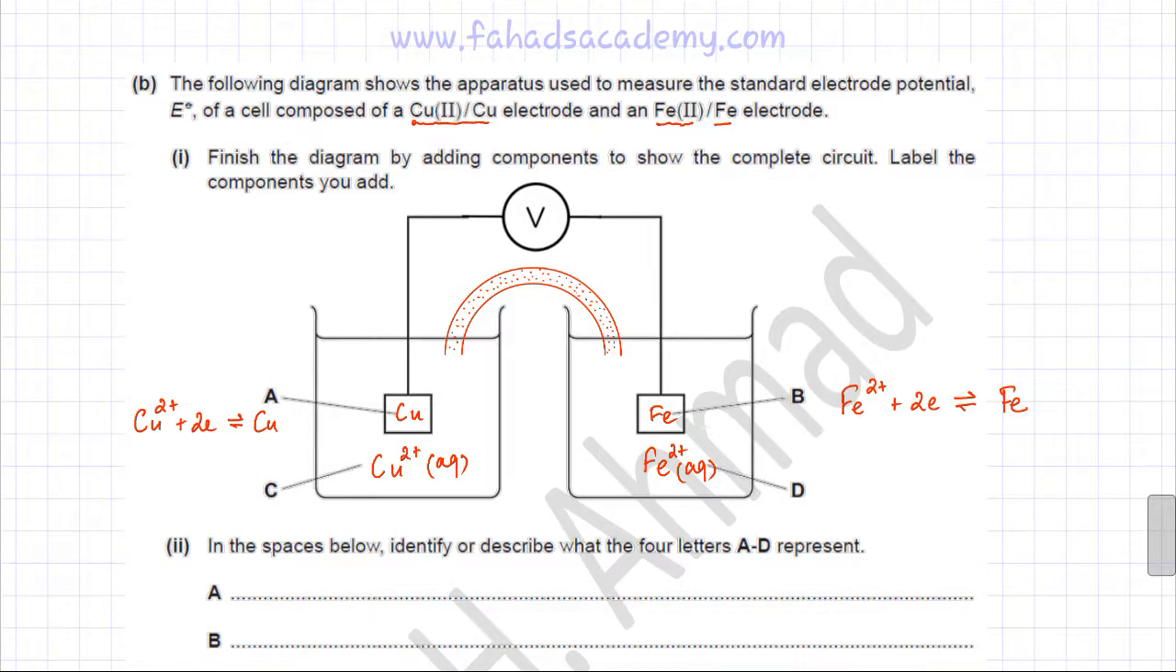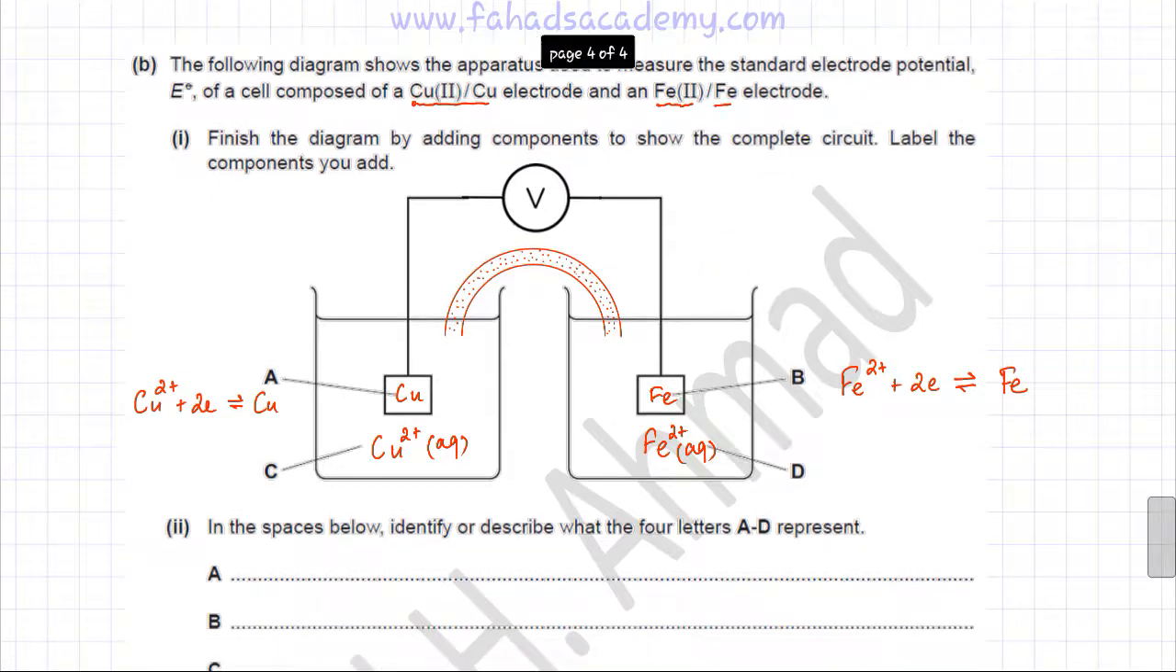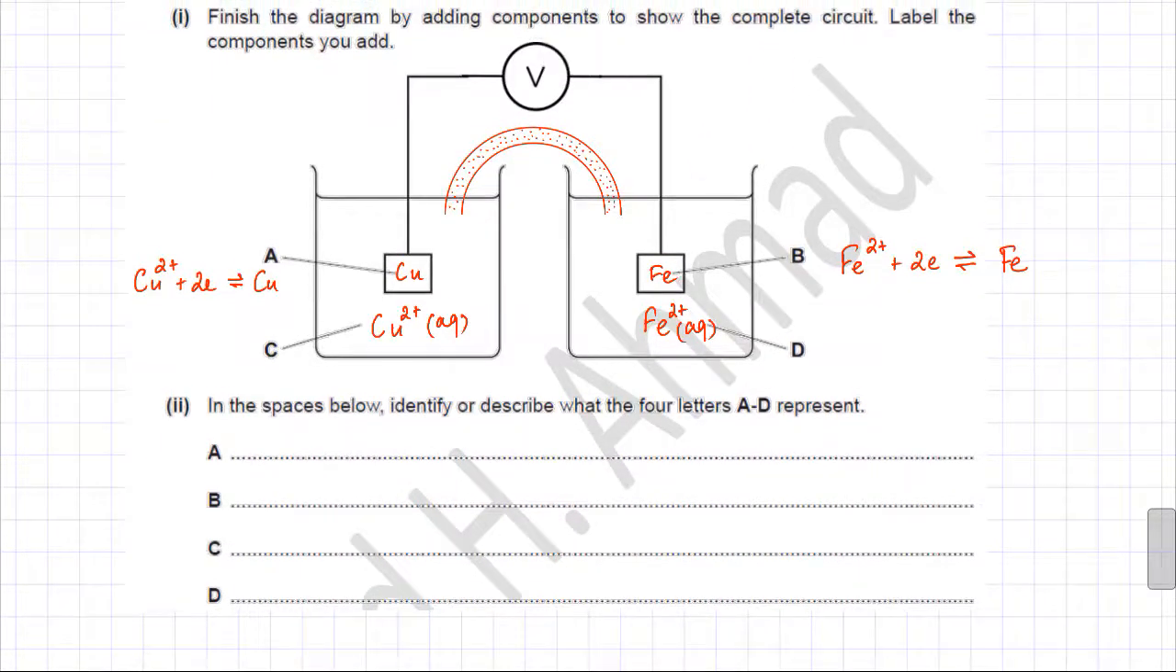Now what I need to do is fill in the blanks given below. Option A is copper, solid copper metal. B is this iron electrode, so it's a solid iron electrode over here. Then C is copper 2 plus aqueous ions, and D is Fe2 plus aqueous ions. So C is Cu2 plus in aqueous state, and D is Fe2 plus in aqueous state. So I've done all the labeling.